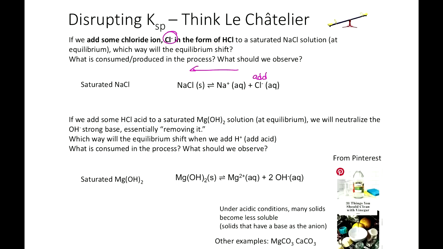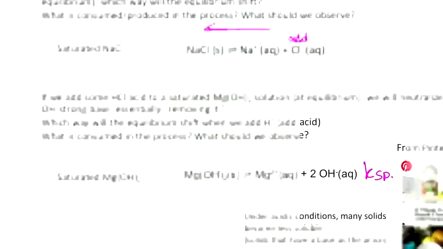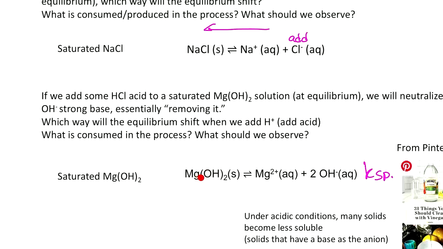So magnesium hydroxide. This has another Ksp associated with it, but we can do something different to a saturated solution of magnesium hydroxide. If we have a very insoluble salt that contains a base, hydroxide's a base, right? What do bases do? How do they react? They will react with acids. So if I add an acid to this solution, adding H+ will react with hydroxide.